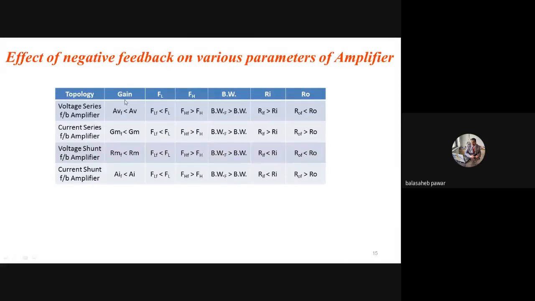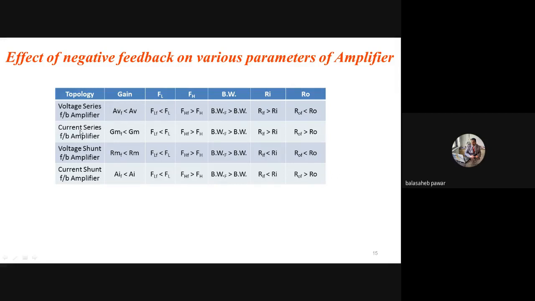So you will observe that the transfer gain, in all types of amplifiers with negative feedback, gets decreased as compared to without feedback. If it is voltage series, that means there will be voltage sampling and series mixing. That means the basic amplifier will be a voltage amplifier, and hence its transfer gain is denoted by AV. With feedback it will be AVF, and without feedback it will be AV. Hence it is written as AVF is less than AV.